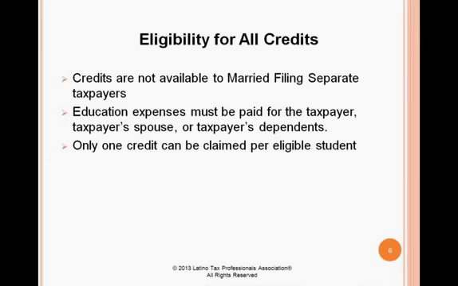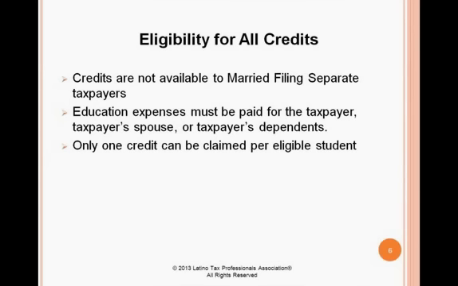Eligibility for all credits. Credits are not available to married filing separate taxpayers. That's one very important point to keep in mind when someone wishes to file separately. Advise them they don't qualify. That category, married filing separate, does not qualify for credits.